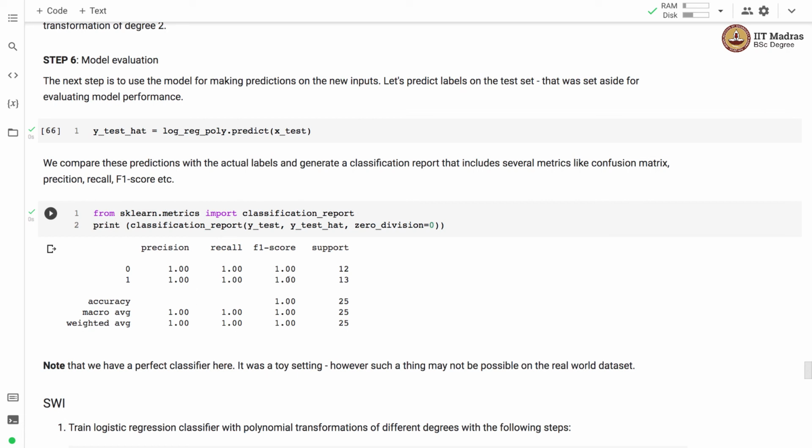Here we have kind of obtained a perfect classifier with precision, recall and F1 score as well as accuracy as 1. Now remember that this is a toy setting and such a perfect classifier might be very hard to obtain on a real world dataset.